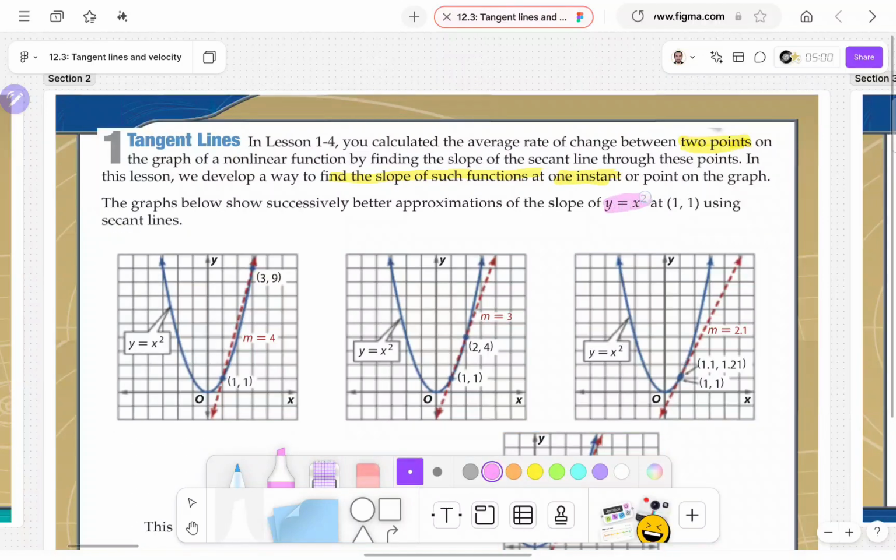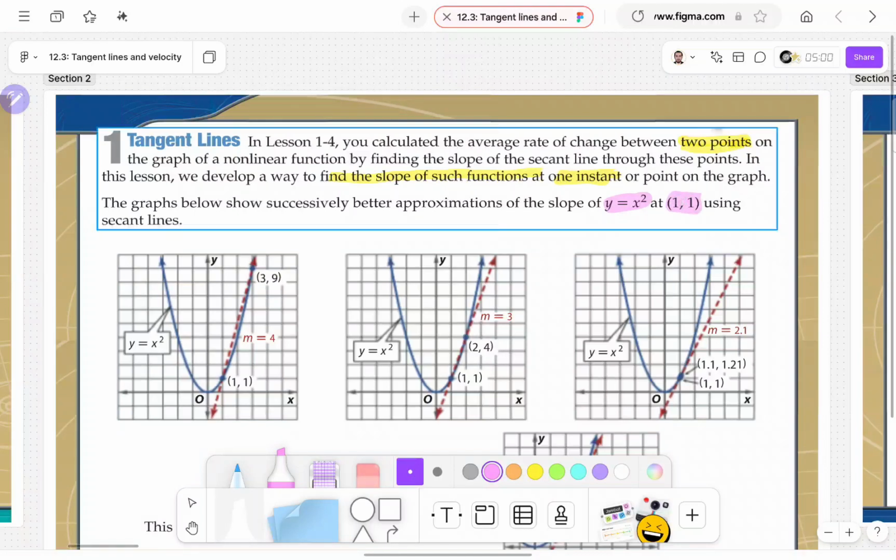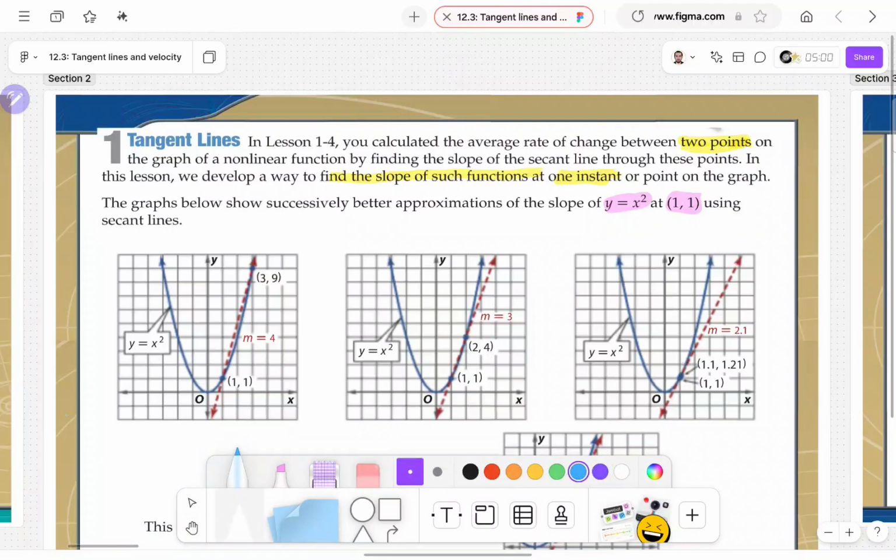So as you can see, we have this function, y is equal to x squared. And the point that I need to find the slope at is, let's say, 1 and 1. Look at these three graphs. In the blue color is the graph of x squared. I have this point 1 and I have this other point, then I can find the slope through these 2 points. Same thing here. How about if I move this point down, closer to the first point? The slope will be different, and more close to the point 1 and 1. How about if I move this one even closer to the first one? So as you can see, the slope can be found through just 1 point.